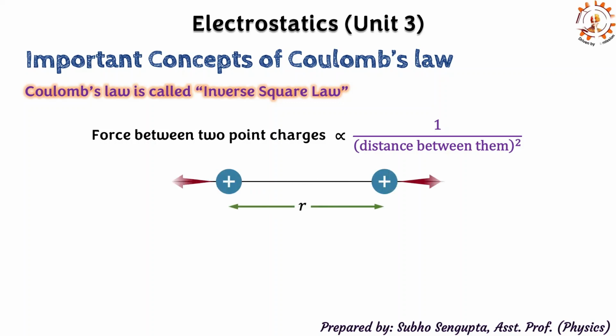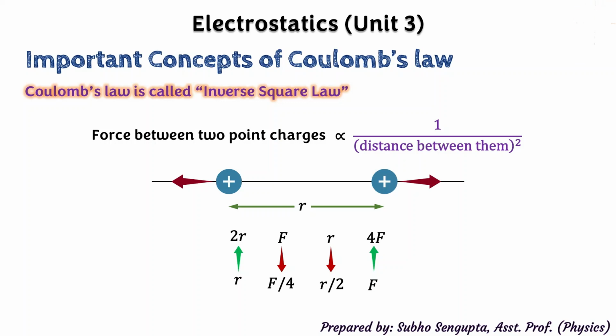Well, consider this diagram. 2 point charges are separated by a distance r. If I double their separation, keeping the magnitudes of the charges constant, the electrostatic force of interaction between them decreases to 1/4 of the initial value. Now, if I reduce their separation to half of the initial value, again keeping the magnitudes of the charges constant, the electrostatic force of interaction between them increases by 4 times. So, the magnitude of this electrostatic force of interaction varies inversely with the square of the distance between the 2 point charges.